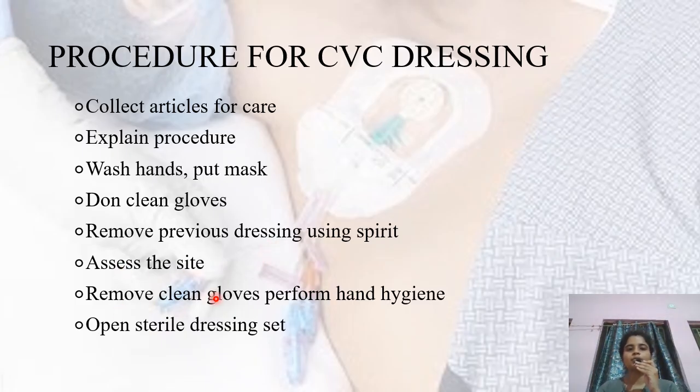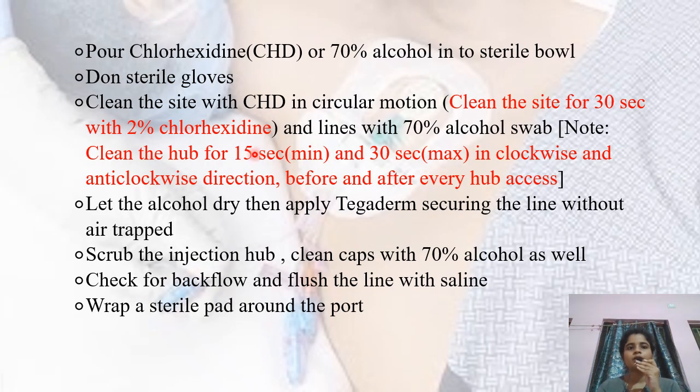Then assess the site, remove the clean gloves and perform hand hygiene, then open the sterile dressing set. Then pour chlorhexidine or 70% alcohol into the sterile bowl. Don the sterile gloves. Clean the site with chlorhexidine in a circular motion. If chlorhexidine swabs are available, then clean the insertion site in a circular motion. Clean the site for 30 seconds with 2% chlorhexidine. And also the lines which are there, with a 70% alcohol swab, you have to clean the lines as well, and also the hub.